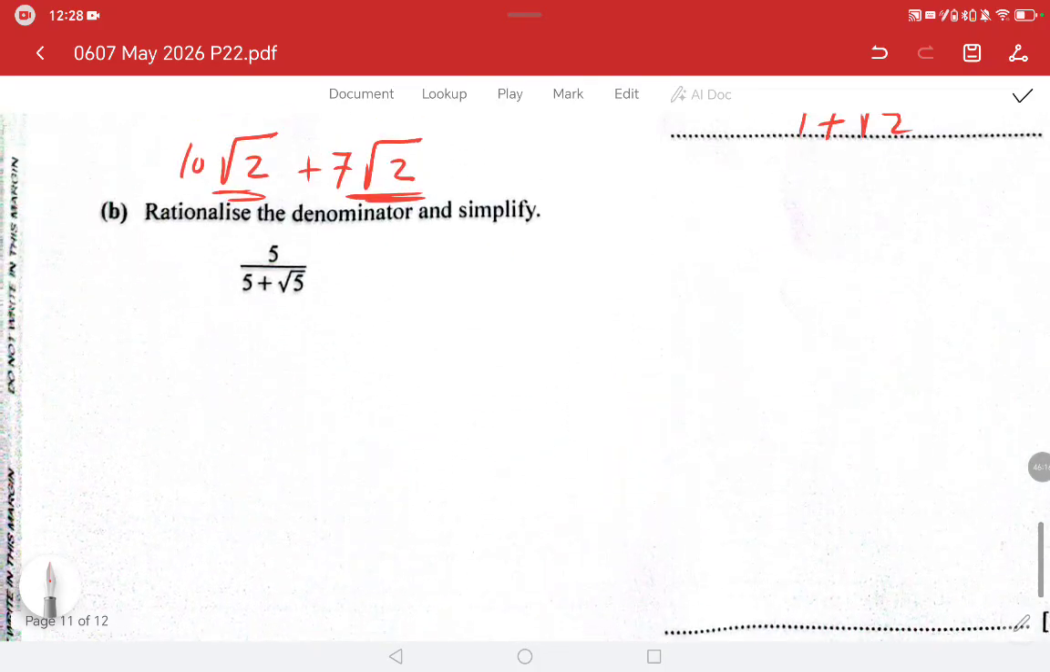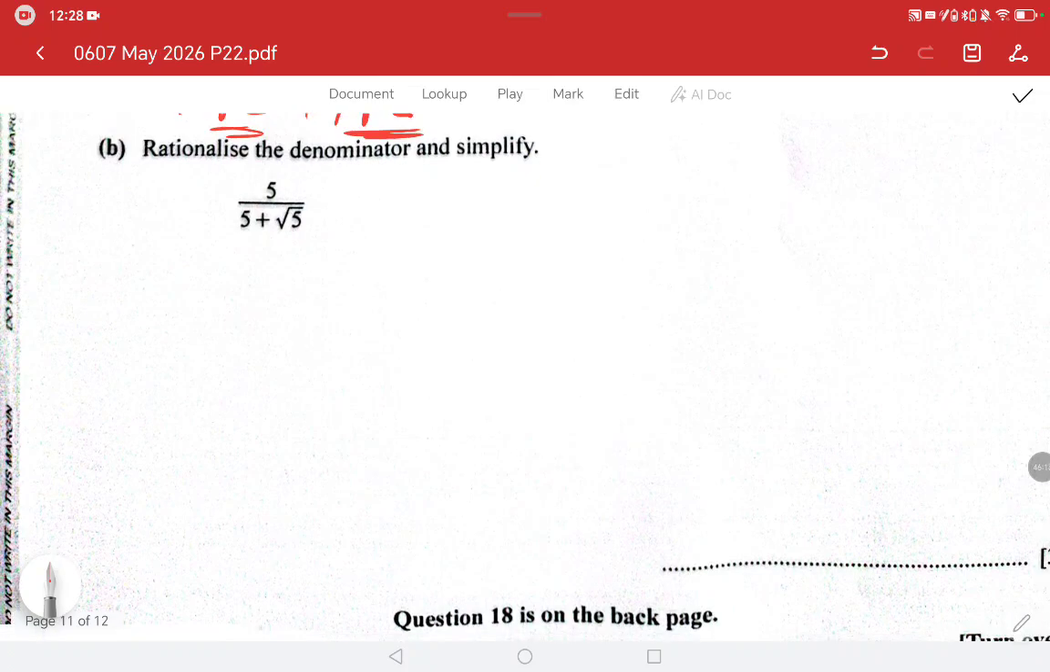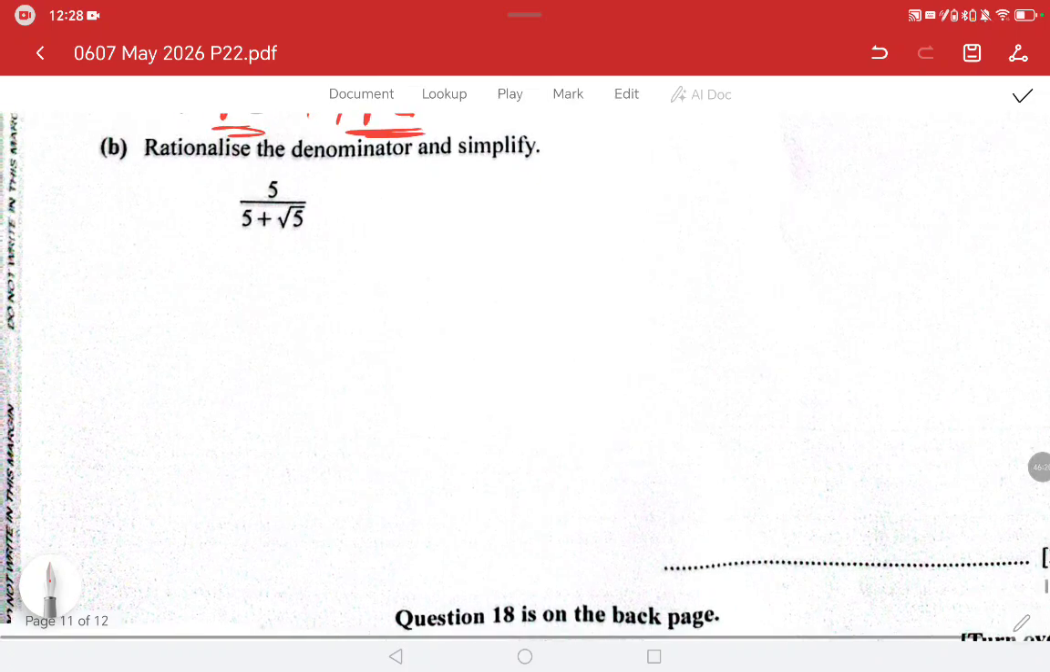Rationalize the denominator. The most popular question. Okay, we multiply. Look here, take care. When you multiply, take care about the sign. If it's positive, it will be negative, and here it will be the same. So we didn't add anything.